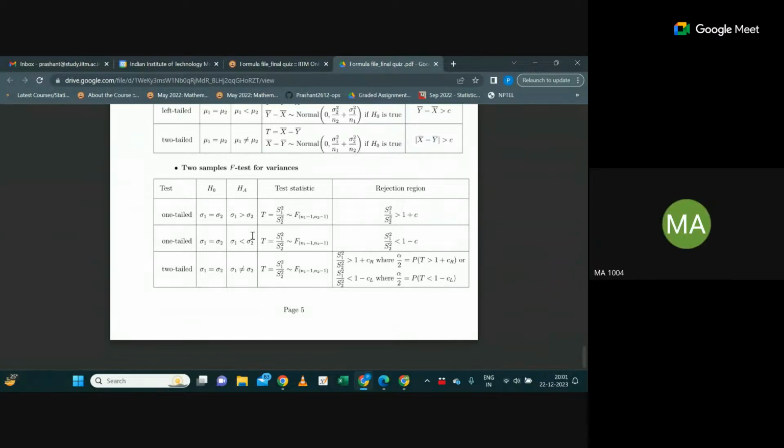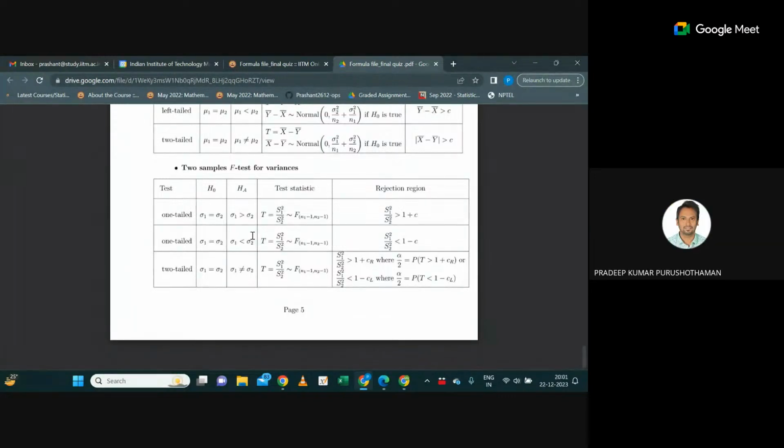What we say is S1 square by S2 square greater than the critical value, which will be equated to alpha by 2. Alpha by 2, not lambda by 2. Yes. And alternatively it can also be said to be less than the critical value at 1 minus alpha by 2, right? Yes.